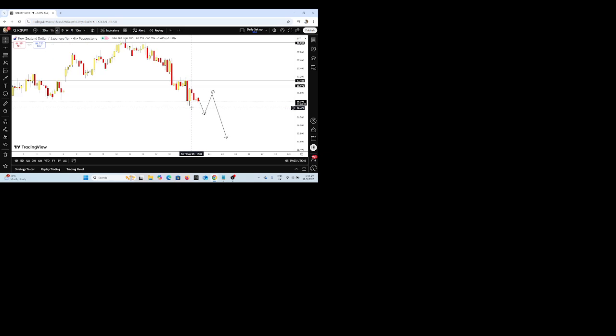Can price switch to the level and retest again? Maybe it can, because there's a small supply zone here. This drop should be a good area to look for a sell. And that's all I have for this week.